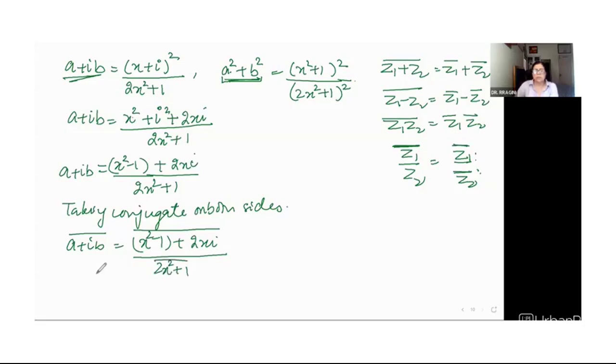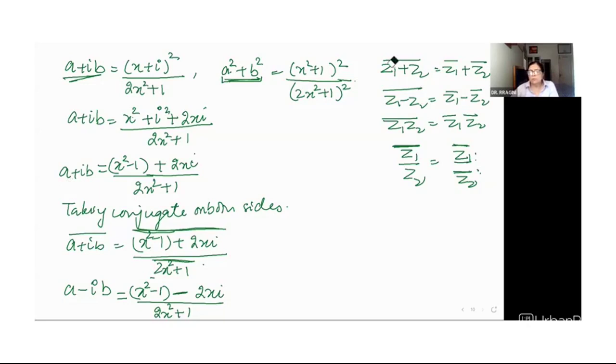Right? Now, what is the conjugate of a plus ib? It is a minus ib. The conjugate of the numerator here on the RHS: this is the real part, so it remains the same. The only thing is, we change the sign of the imaginary part. And look at the denominator here. It is already a real number, so it has to be the same. There is no i part in the denominator. The conjugate of a real number is the number itself.